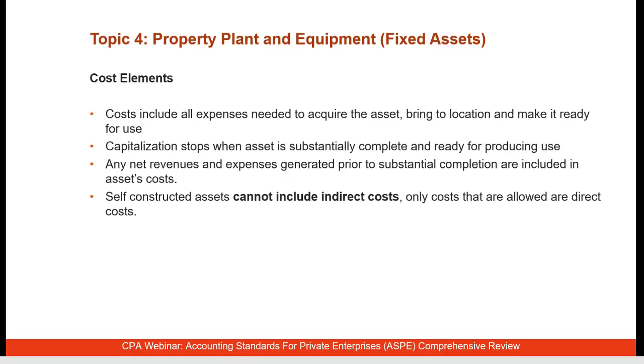Cost elements. So when we talk about issues related to fixed assets, most people jump straight to thinking about a fixed asset impairment, or maybe there's a problem with the amortization, but there's actually another issue that can come out of this, which is the cost elements. What items can you capitalize into these fixed assets? So costs include all expenses needed to acquire the asset, bring it to location, and make it ready for use. And the handbook gives you that specific detail or guidance around it.